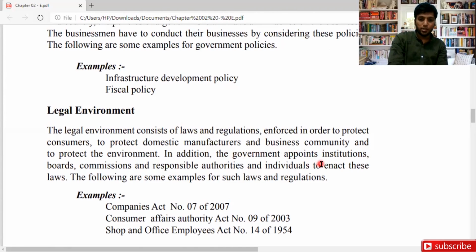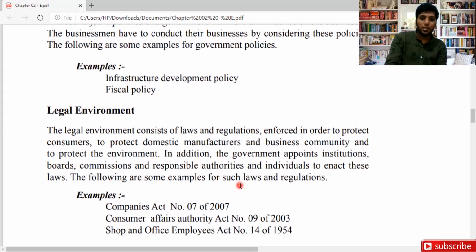In addition, the government appoints institutions, boards, commissions, and responsible authorities and individuals to enact these laws. The following are some examples of such laws and regulations. So you need to understand the difference between political and legal environment. Political is where the government can help you in different ways, or the government can stop you from growing, because you might be a multinational company in a country, and you might harm the consumers by giving a bad product like cigarettes. So the government can impose heavy taxes indirectly, but if they directly say don't sell cigarettes, that is part of legal environment. They can stop you doing it directly. So that's a part of legal environment.